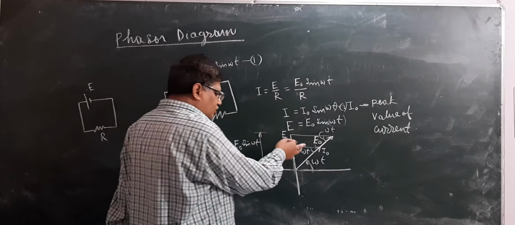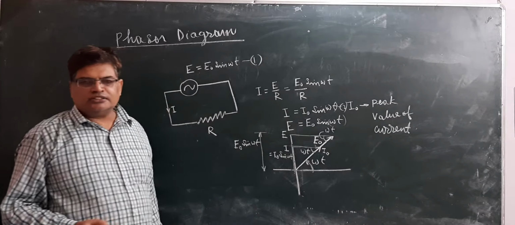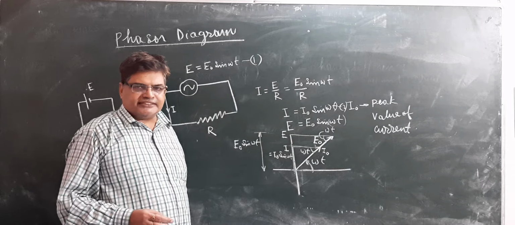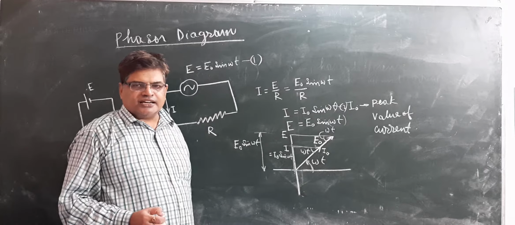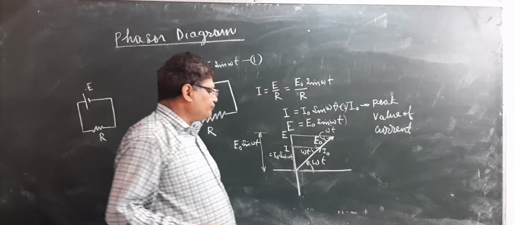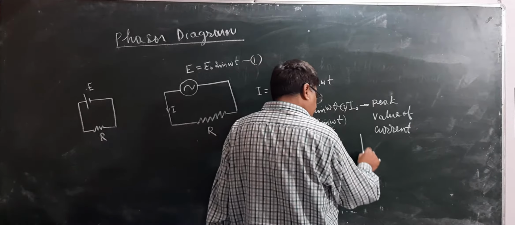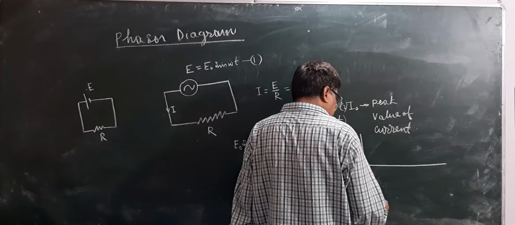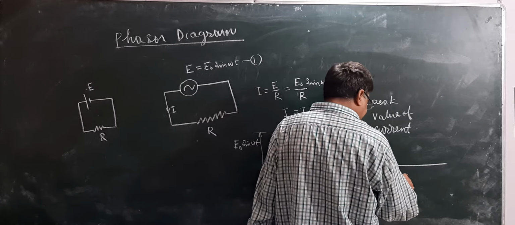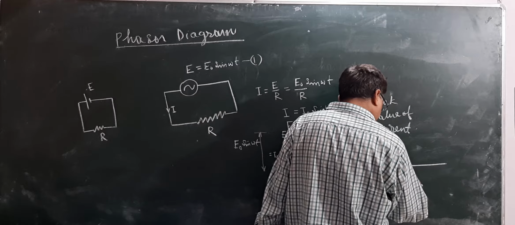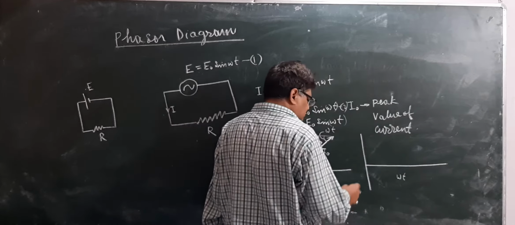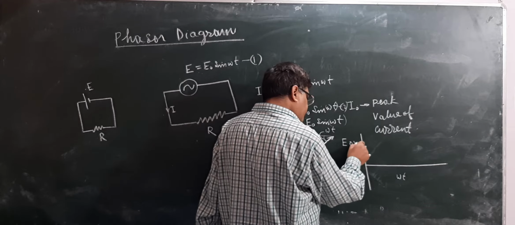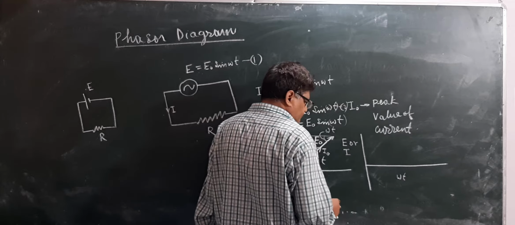So this is how you can draw the phasor diagram for a purely resistive circuit. Let us see how we can represent the EMF and the currents graphically. Suppose here we will plot the phase angle, that is omega t, and suppose here we will plot both E and I on the same axis.